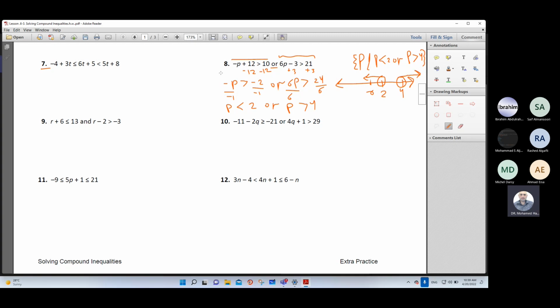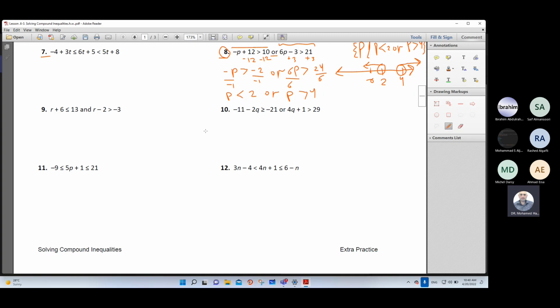Who has any question about exercise number 8? Is it clear for all? Okay. Number 9, I will solve number 9, then we have a quiz in number 10. So focus with me, please.